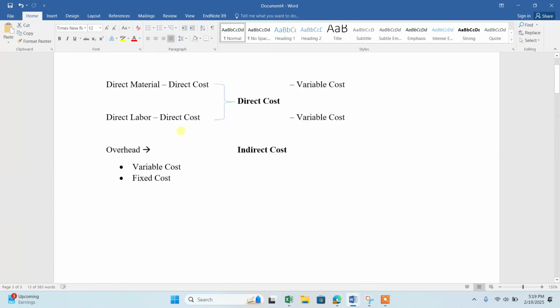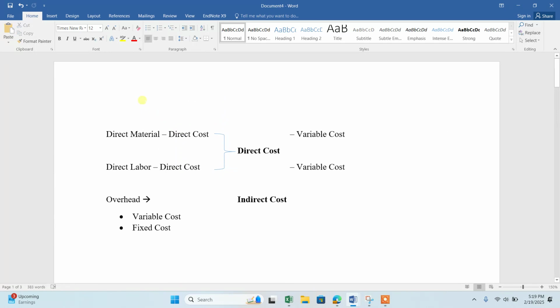My dear, whether we are using absorption costing or activity based costing, in any case the cost of production is the combination of three components: the direct material cost, the direct labor cost, and overhead cost. Direct material and direct labor are the direct costs involved in the production of the product, and both are variable. The more units you produce, the more direct material and direct labor cost you have to pay. The overhead cost is not a direct cost but an indirect cost involved in the production of the product.